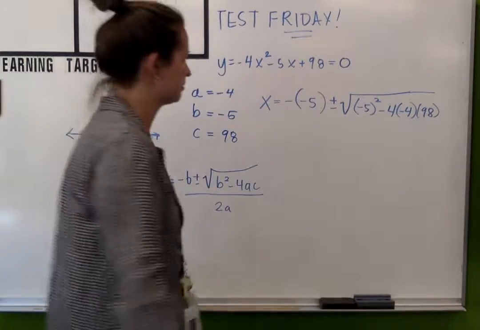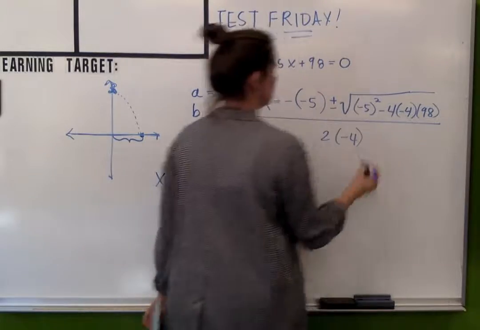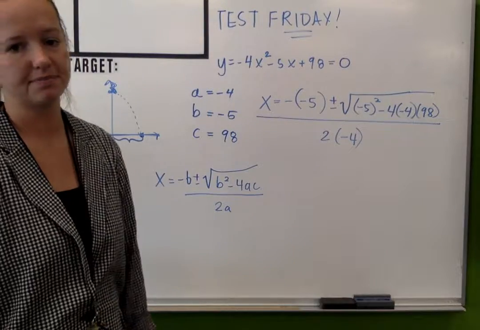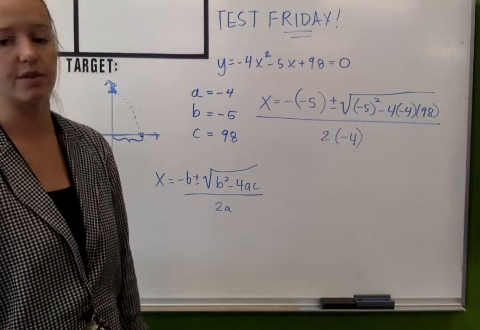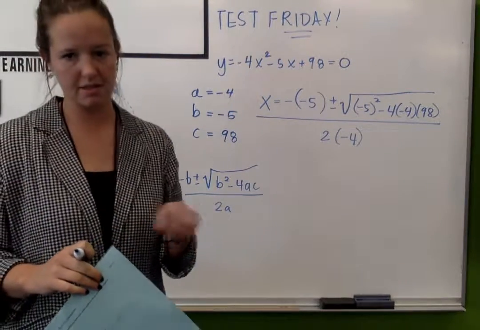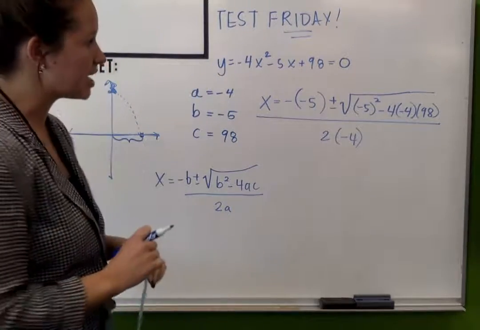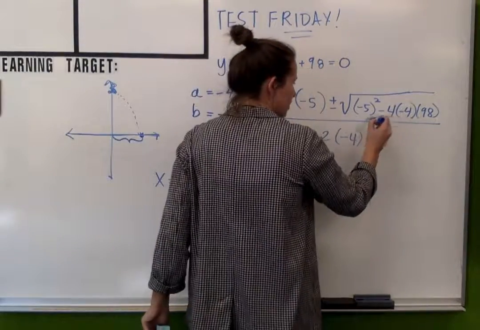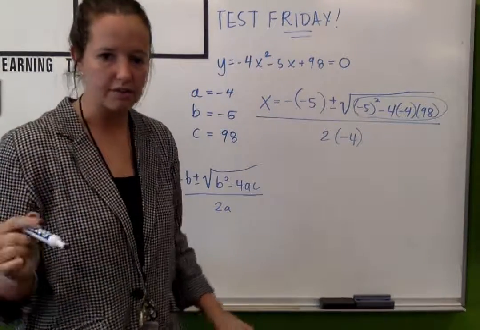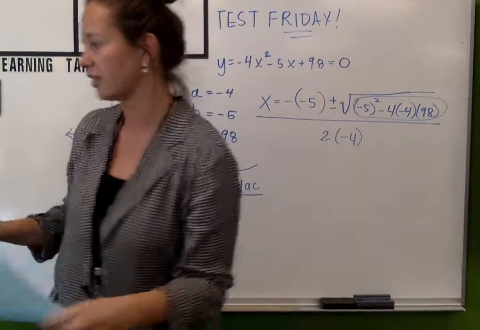That whole thing is square rooted. And then all over 2A. A is negative 4. All right, so I've plugged all those things in. So from here now, I'm just going to simplify. And when you simplify, you want to start with the discriminant. I also taught this at the beginning of last class. The discriminant is just the little piece that's inside the square root. So before I do any math, I start with just this little piece. Don't type in the square root. Just type in the things that are inside of it and do that math first.